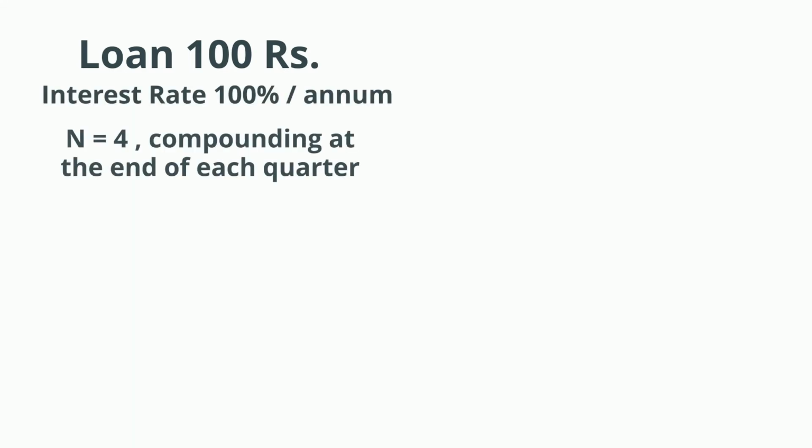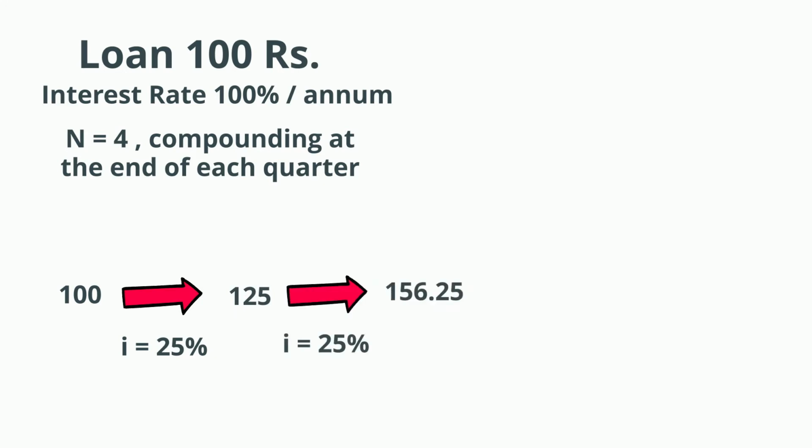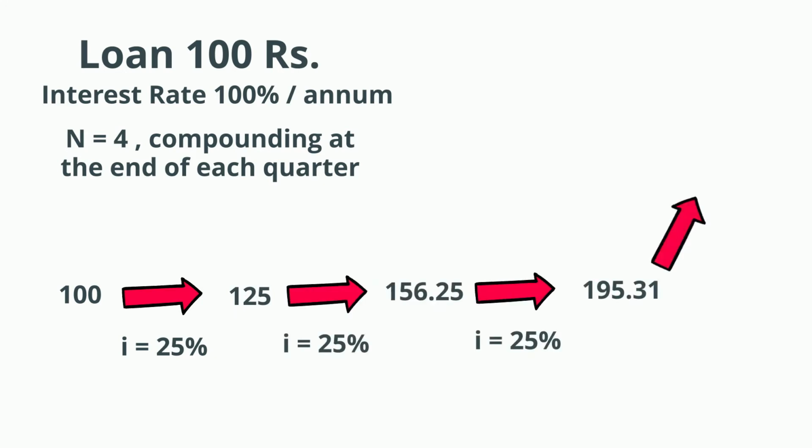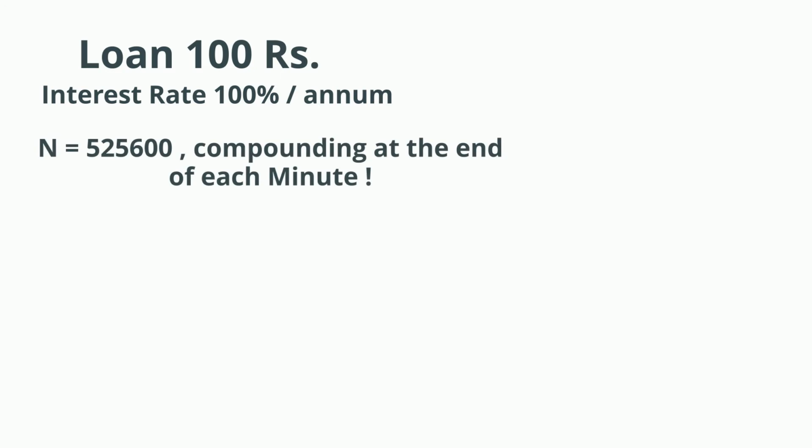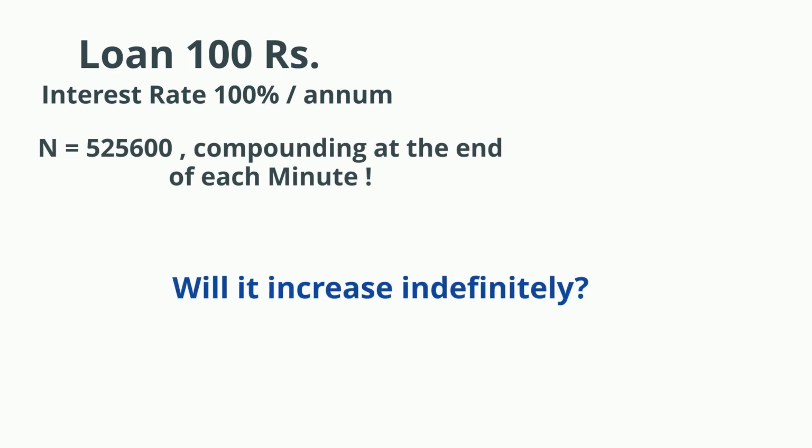Similarly, if the compounding is done on a quarterly basis, the final value will be 244 as the per quarter interest rate would be around 25%. As you can see, the final value is increasing just by changing the frequency of the compounding. So the natural question is, how far will it go? If we change the frequency even higher, will it increase indefinitely? This question not only has a theoretical curiosity but also has a huge practical implication.